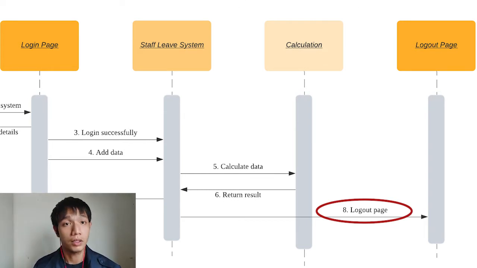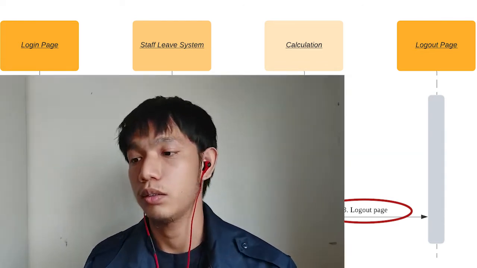If the user chooses to exit the system and clicks the exit button, the user will exit the system and then the program ends. So that's all for the sequence diagram, and that's all from me.